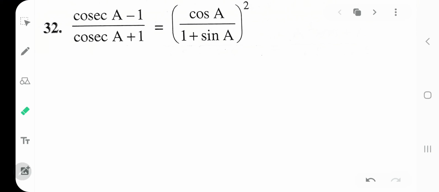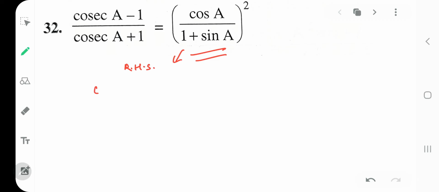Good evening, dear kids. I'm taking your exercise 21A, problem number 32, which says on your left hand side you have cosec A minus 1 upon cosec A plus 1, and on your right hand side you have cos A upon 1 plus sin A the whole square. I prefer to open our right hand side.